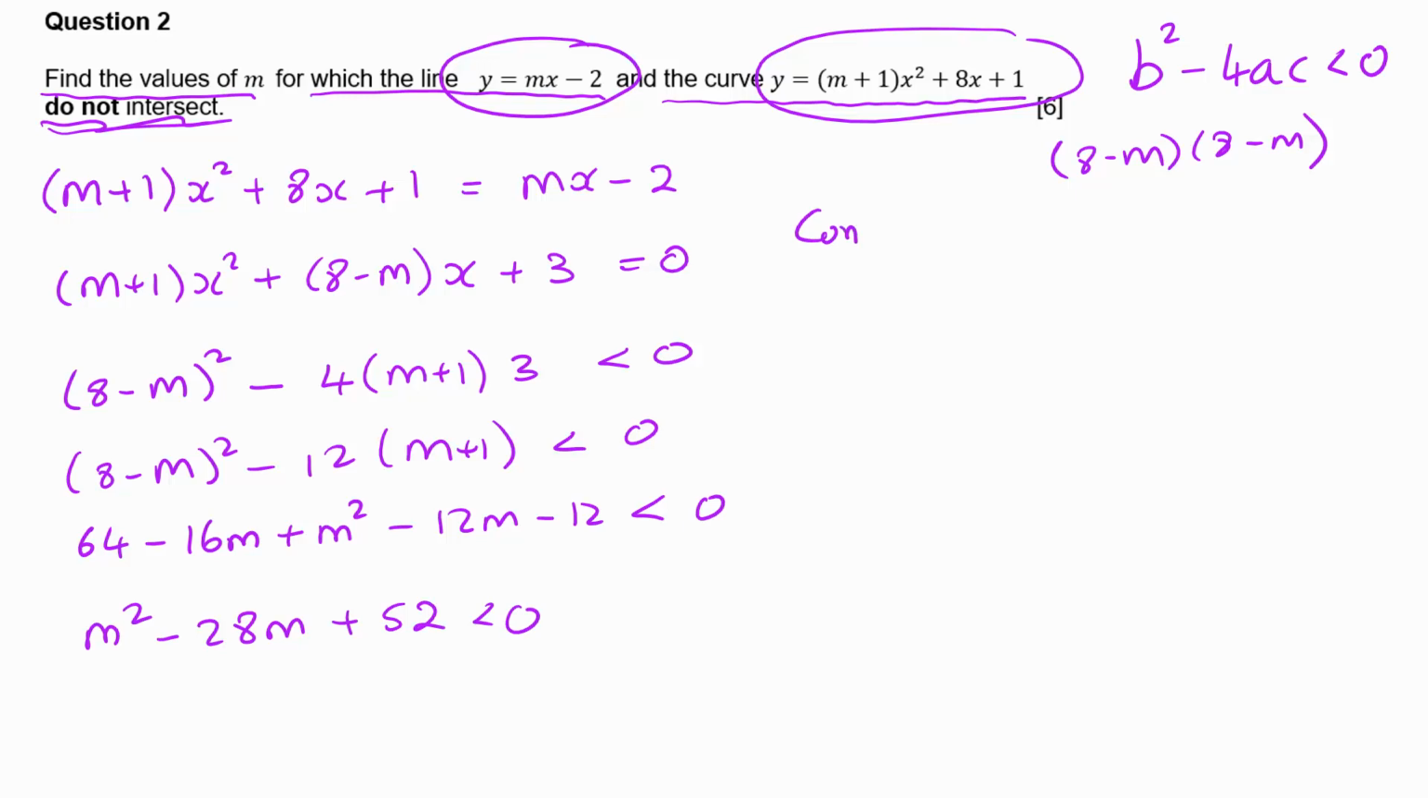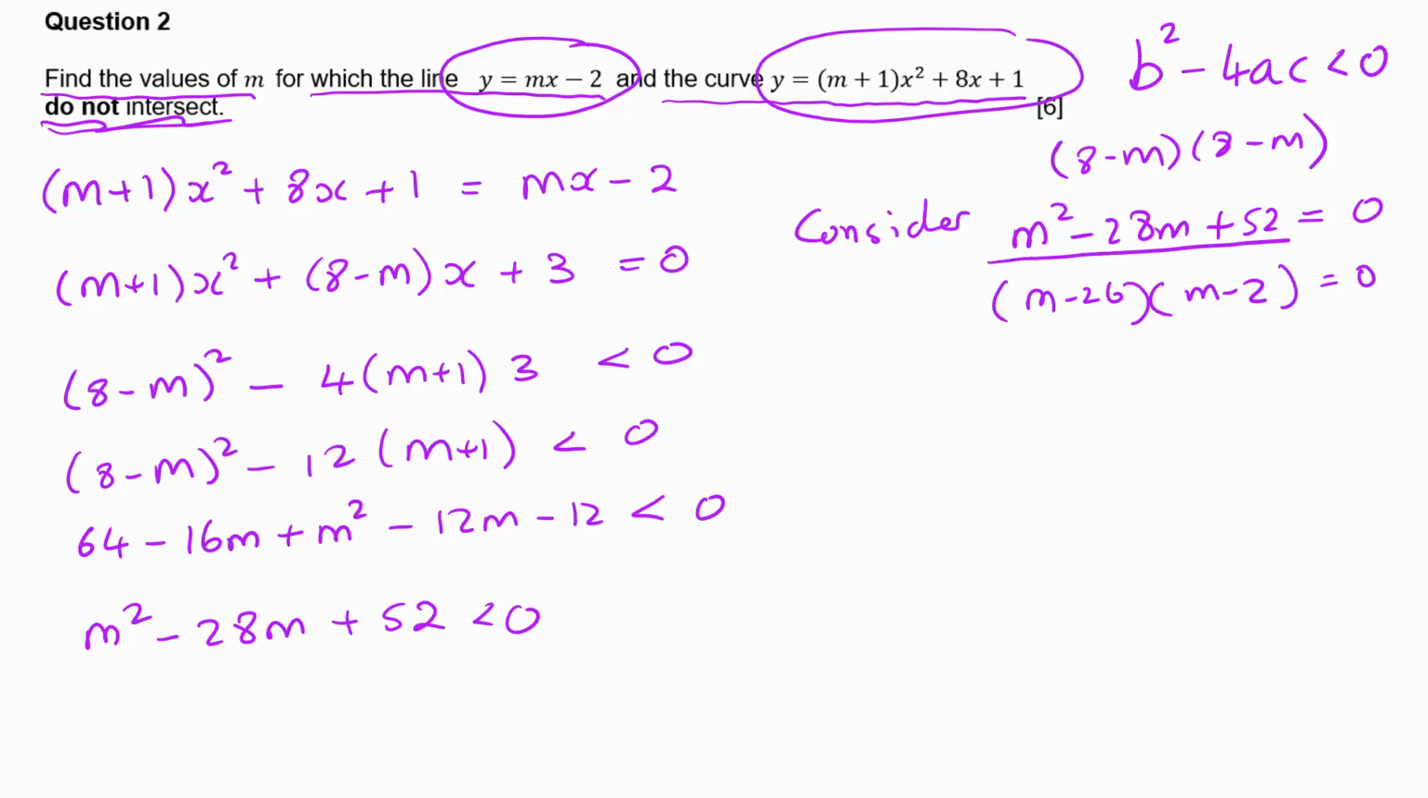Now, what we can do there is consider m squared minus 28m plus 52 is equal to 0. We can factorize this quadratic. It becomes (m minus 26)(m minus 2). Now, if we consider y equals that, that is going to be a parabola with a minimum. It's going to be happy because the coefficient of m squared is positive.